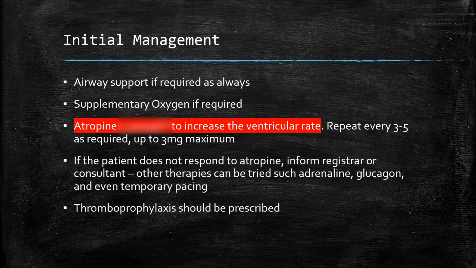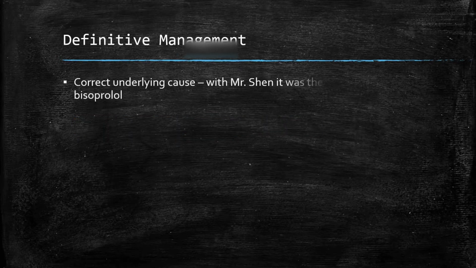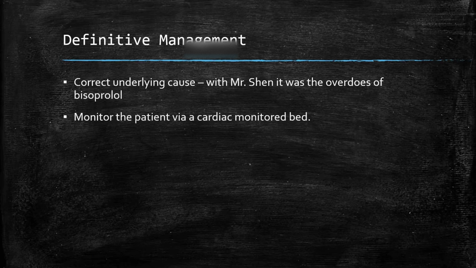Thromboprophylaxis should also be prescribed when needed. Definitive management would be to correct the underlying cause. In Mr. Shen, it was the overdose of bisoprolol. Perhaps offer him a Dosette box. We would transfer the patient, when stable, to a cardiac monitored bed, just to keep an eye on them. And that is the management of bradycardia.